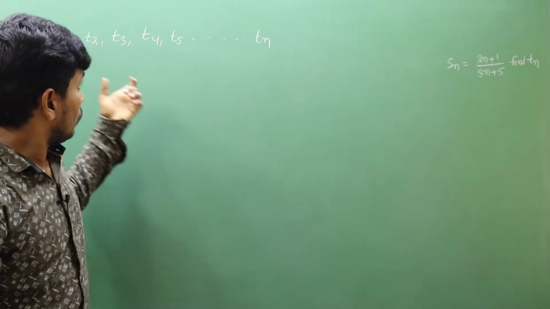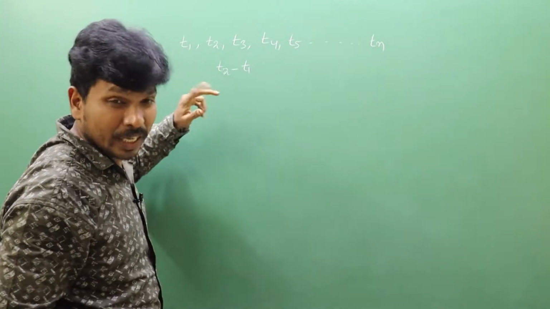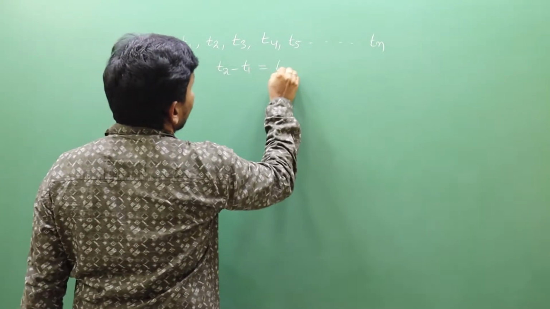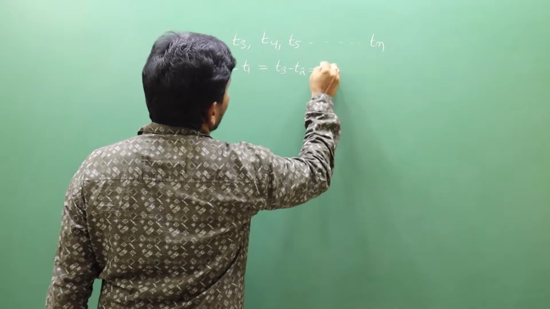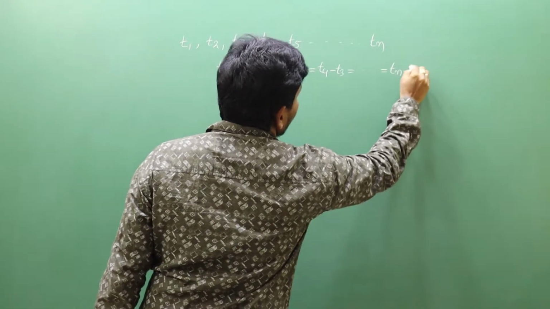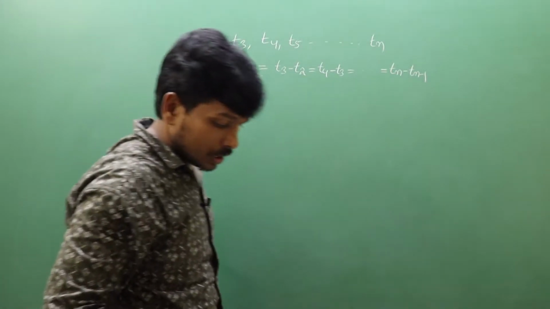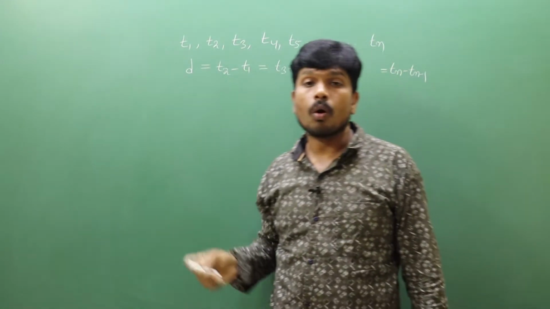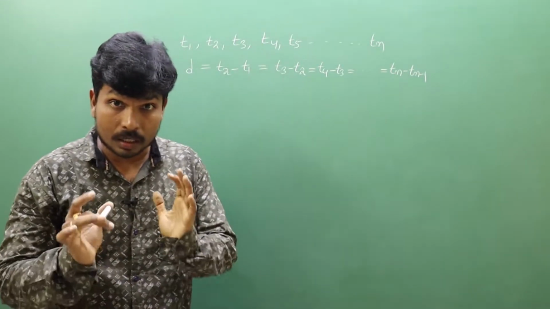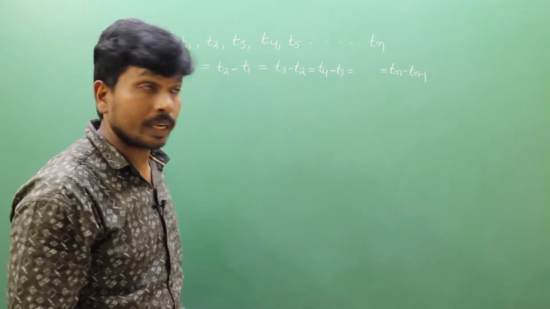So this sequence is said to be an arithmetic sequence if the difference is common between two successive terms. T2 minus T1 is equal to T3 minus T2 is equal to T4 minus T3, and so on, Tn minus Tn minus 1. So all these differences must be common. Suppose it is denoted by d. The d is called the common difference, and this sequence is called an arithmetic sequence or arithmetic progression.